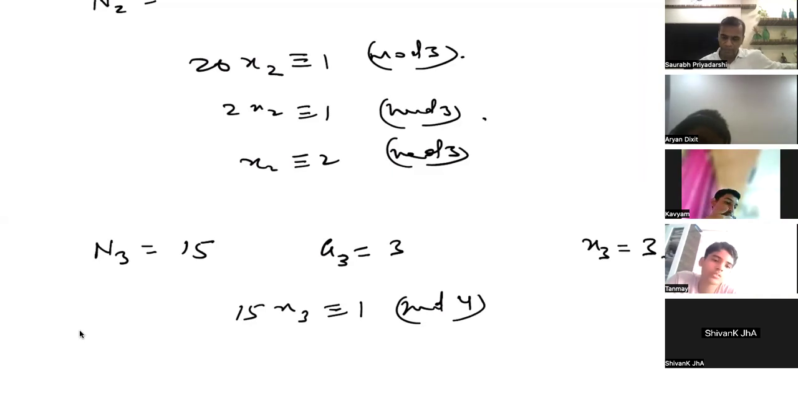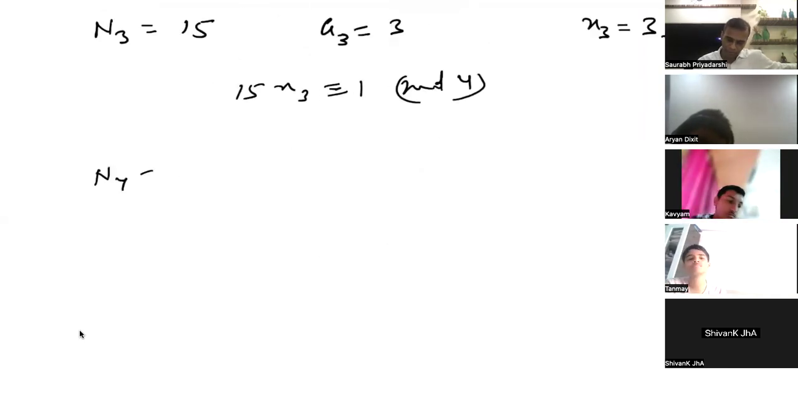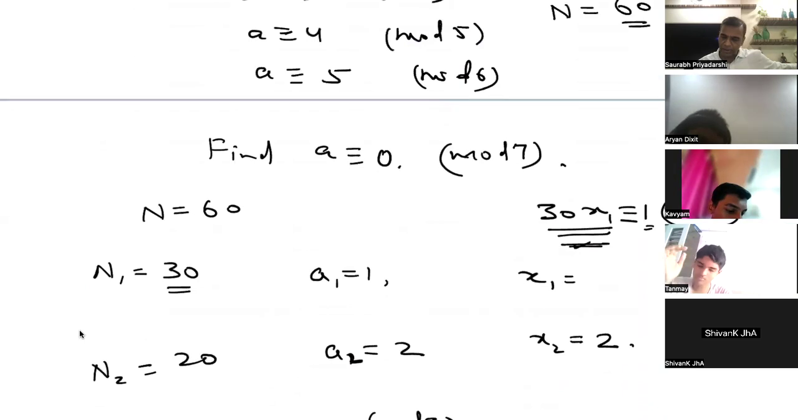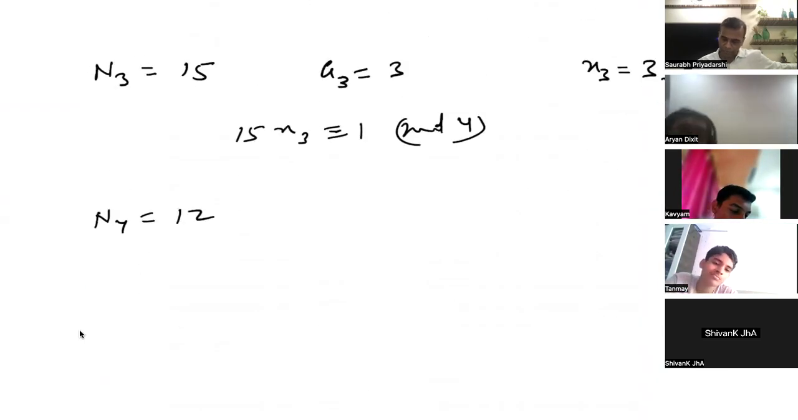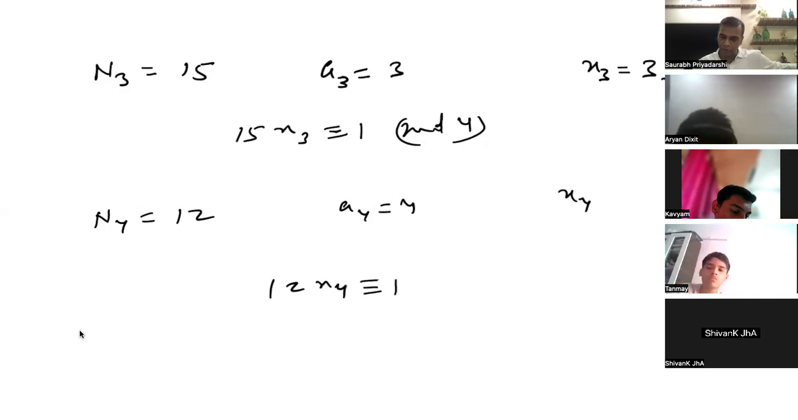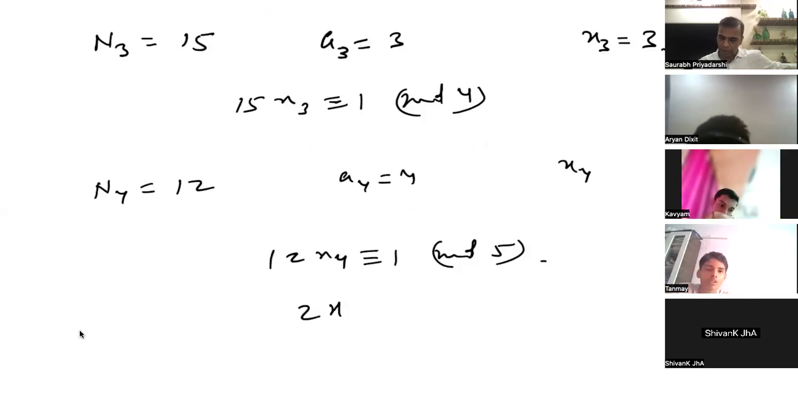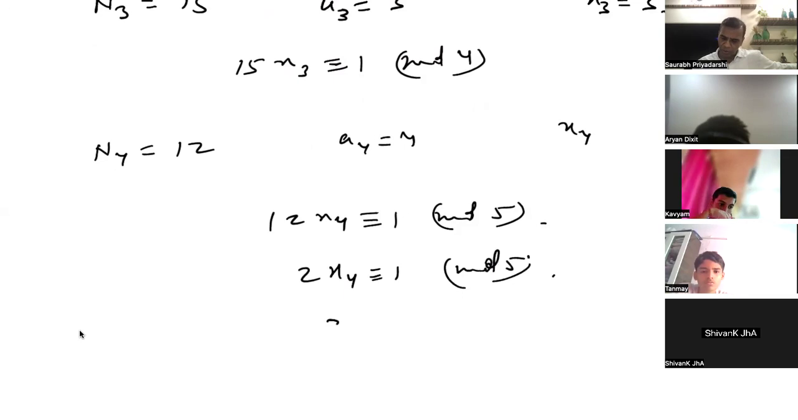Right? Now n4. What is n4 in this case? 60 divided by 5, that is 12. A4 is 4 only. And what is x4? x4 means 12 x4 is congruent to 1 mod 5. Right? 2 x4 is congruent to 1 mod 5. Multiplying by 3, x4 is congruent to 3 mod 5. So this is nothing but 3.